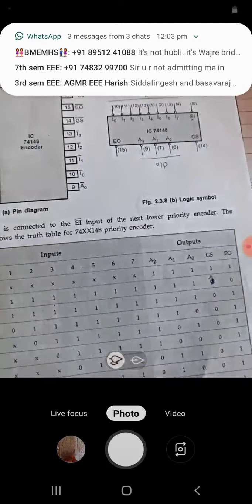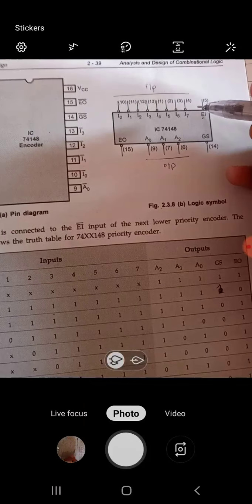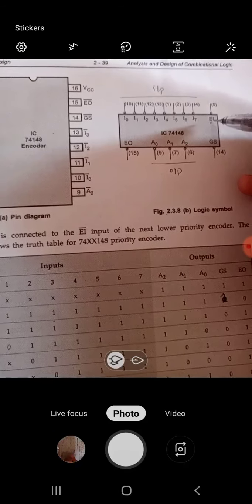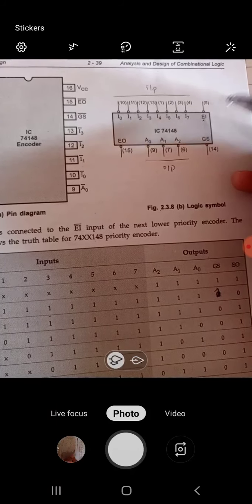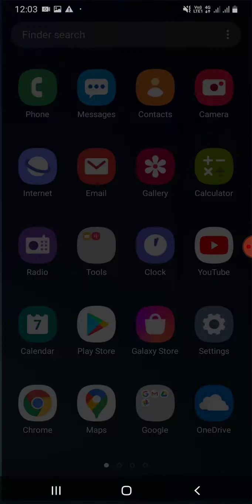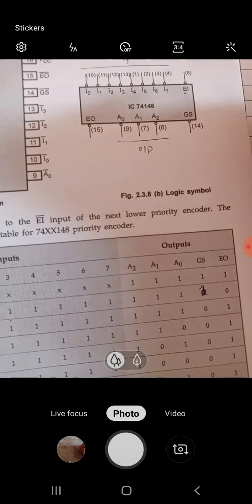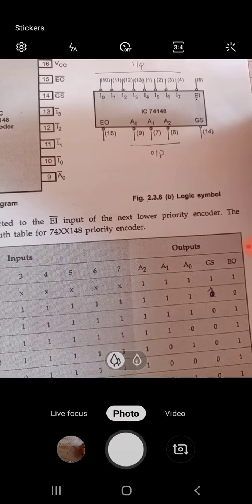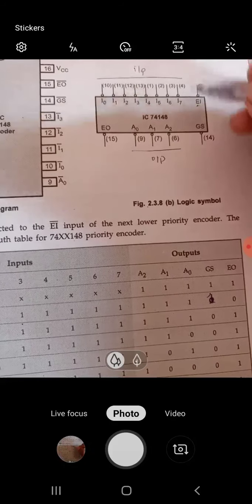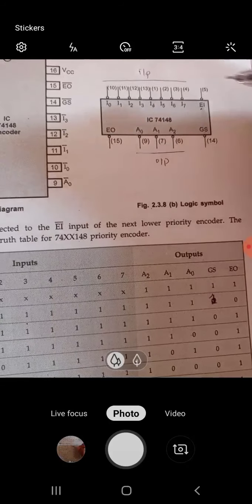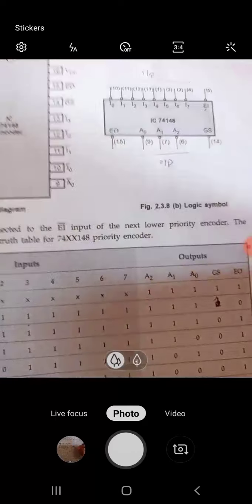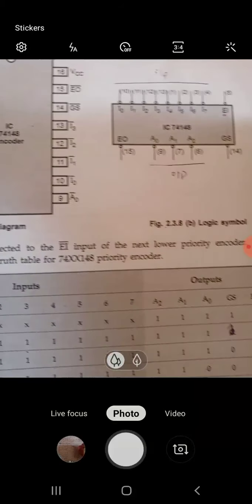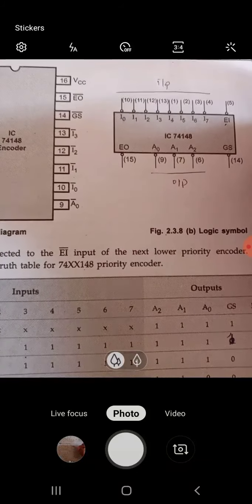EI is nothing but your enable pin. EI bar is an active low input. When this EI is 1, that is high, it forces all the outputs from the active state to an inactive state, and it allows new data to settle without producing any error kind of information. This is the use of your EI input.